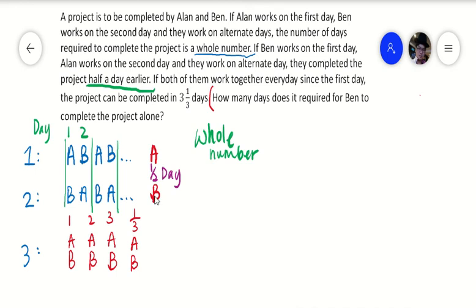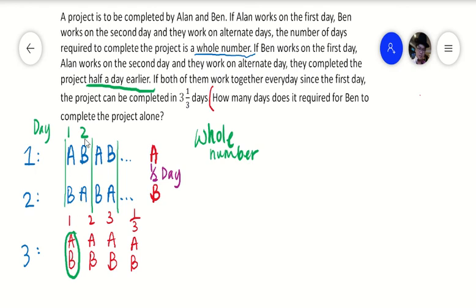Okay, half day to complete the work. Now, if we observe the third situation here, we can see the work done in 1 day for situation 3 is actually the work done in 2 days for situations 1 and 2. Okay, for situation 3, 1 day, A and B work together.